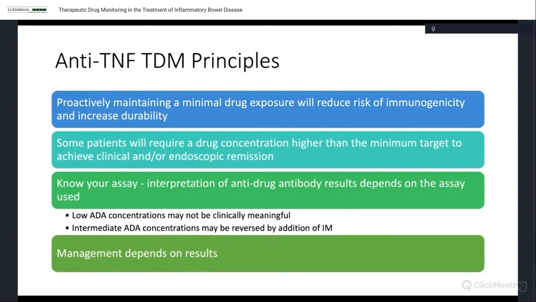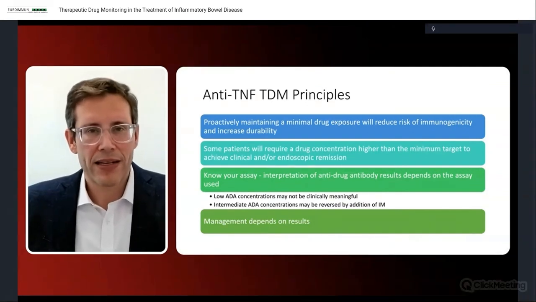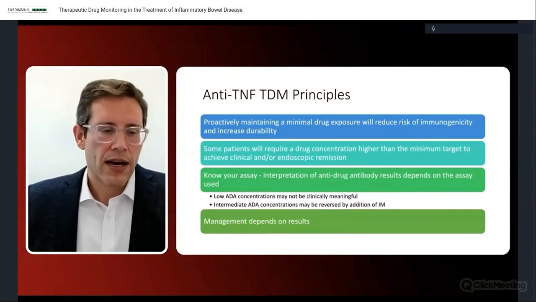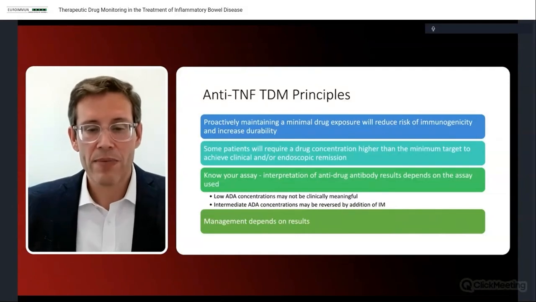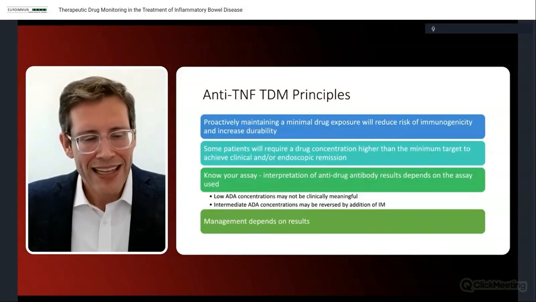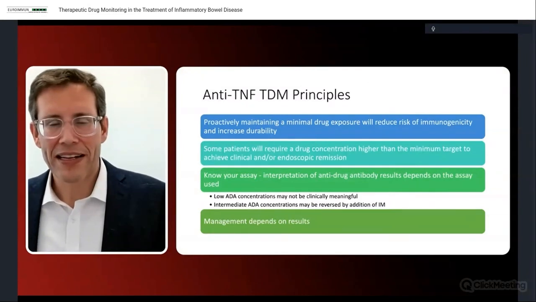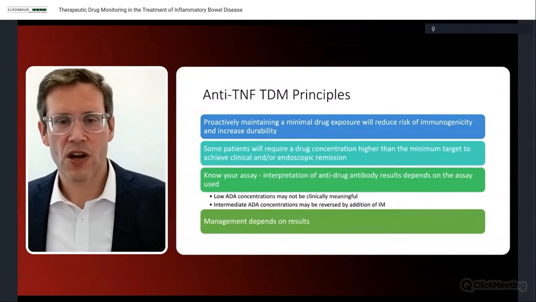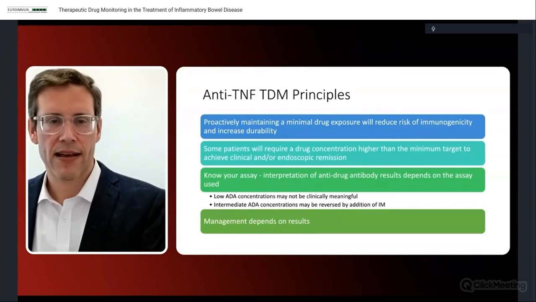You need to know your assay. The interpretation of anti-drug antibody results really depends on the assay used. For some assays, low anti-drug antibody concentrations may not be clinically meaningful. And intermediate anti-drug antibody concentrations can be reversed by the addition of immune modulator in some patients. And this may seem obvious, but the management depends on the results, and these results should inform how you manage the patient. And I'll go into that in more detail in the next slides.